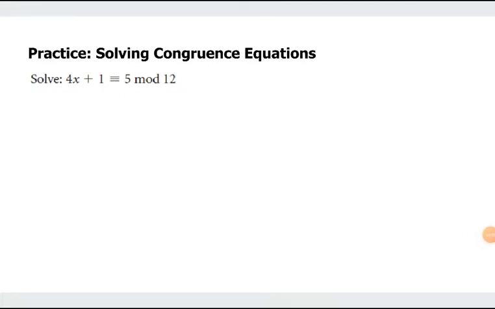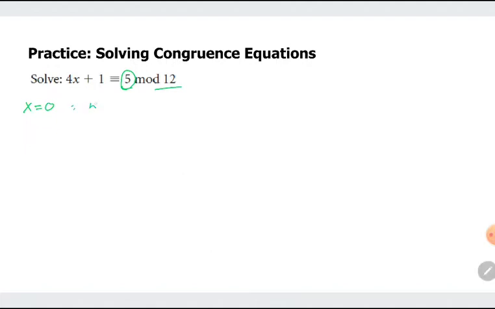Before we jump to the next topic, let's solve this congruence equation. So we have 4x plus 1 is congruent to 5 modulo 12. What we need to do here is to find a remainder of 5. And we have to check for x from 0 to 11 since our modulus is 12.